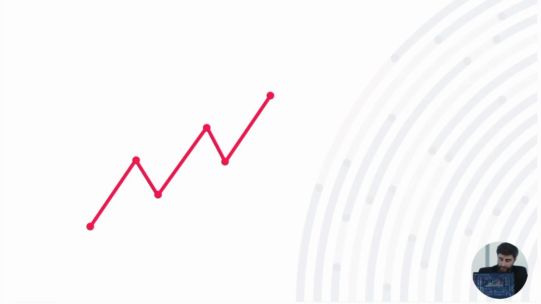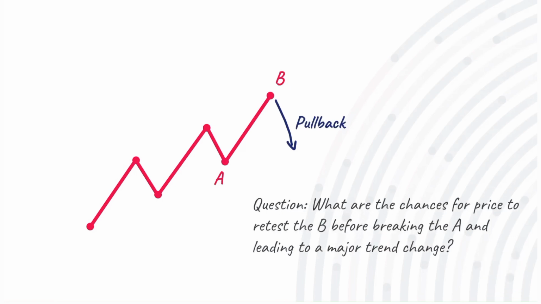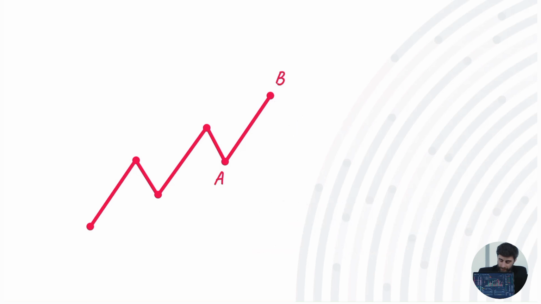The latest impulsive move starts from A and ends in B, and then the market makes a pullback. So here comes a question. Considering we are in an uptrend, what are the chances for price to retest the B before breaking the A and leading to a major trend change? The chances are pretty high. So, this is how we approach this market.